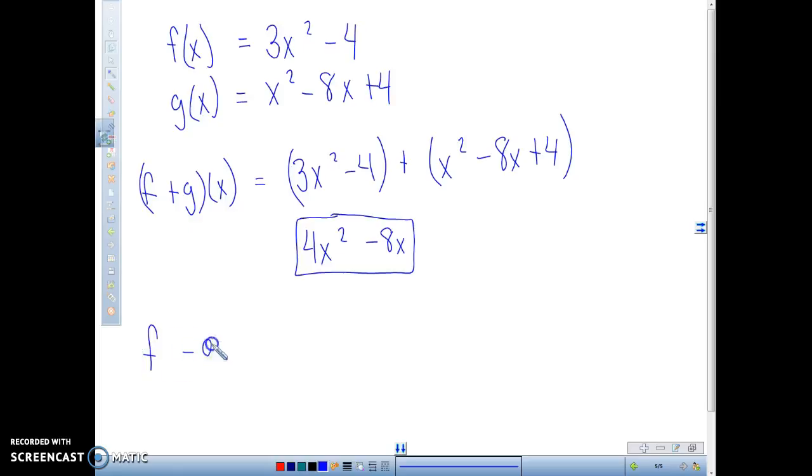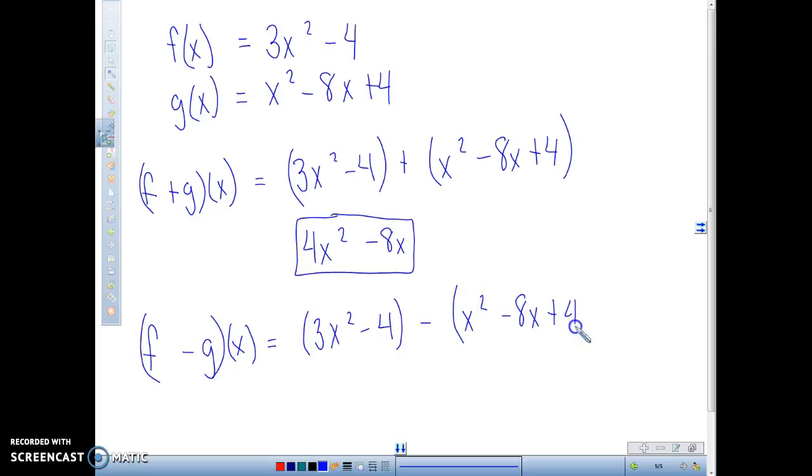Let's subtract them. Again, our f function comes first. So you have 3x squared minus x squared, so we have 2x squared. Then we have a minus a negative 8x, which makes this plus 8x. And then you have negative 4 minus 4, which makes it negative 8.